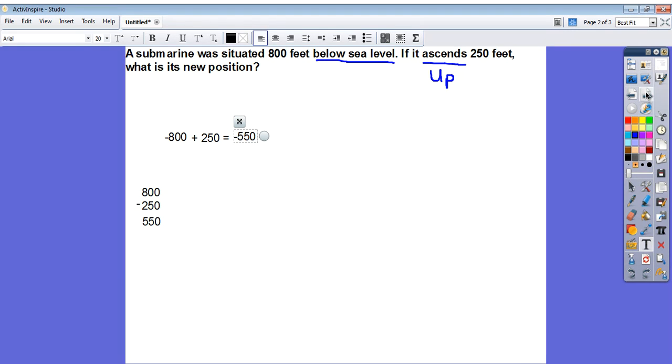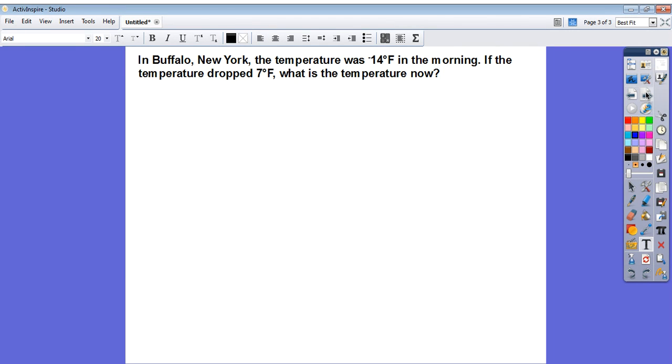Let's do one more. In Buffalo, New York, the temperature was negative 14 degrees in the morning. If the temperature dropped 7 degrees, what's the temperature now? Well, my starting point is negative 14. It dropped 7. That means it goes down 7. If I want to decrease the temperature, then I'm going to take away 7 more degrees to figure out what it is now.